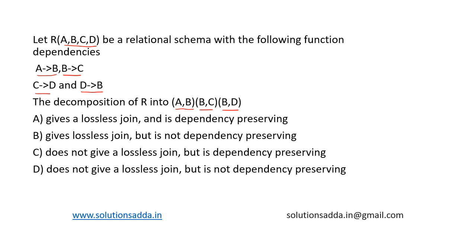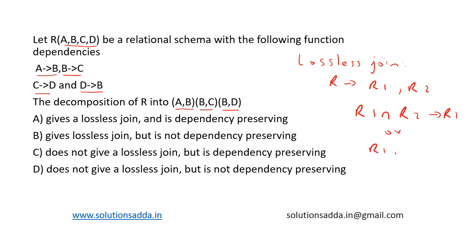So first let's understand what is lossless join. The decomposition of a relation R into two parts, that is R1 and R2, is said to be lossless decomposition if at least one of the following functional dependencies is in F closure. That is R1 intersection R2 determines R1, or R1 intersection R2 determines R2. This is the basic concept of lossless join.